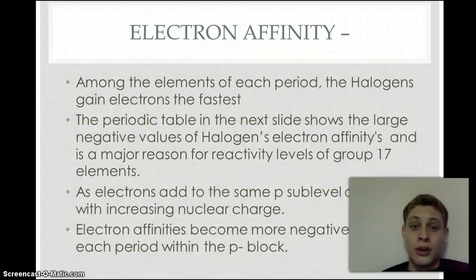Among the elements of each period, the halogens gain electrons the fastest. The periodic table in the next slide shows the large negative values of halogens' electron affinities, and is a major reason for the reactivity levels of group 17 elements, as electrons add to the same p sublevels of atoms with increasing nuclear charge. Electron affinities become more negative across each period within the p block. So, p block, you all know what the p block is. It just gets more negative as you go across the p block.